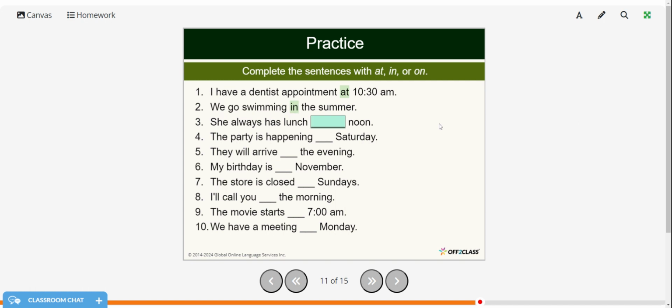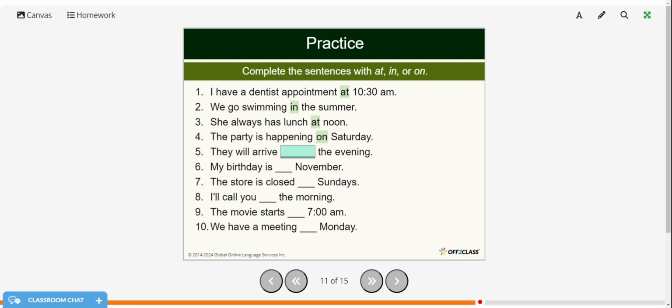She always has lunch at noon. So noon is a specific time, so we use at. The party is happening on Saturday. So Saturday is a whole day, a longer period of time on a specific day.